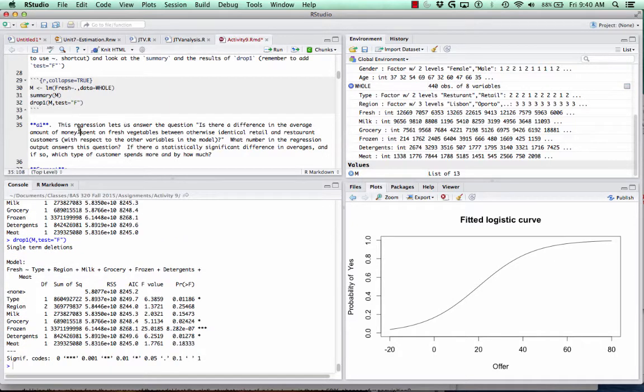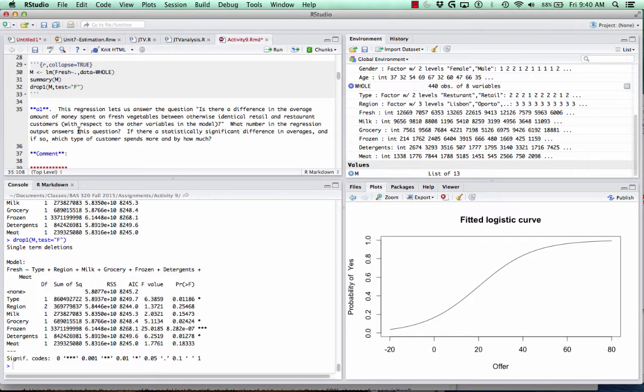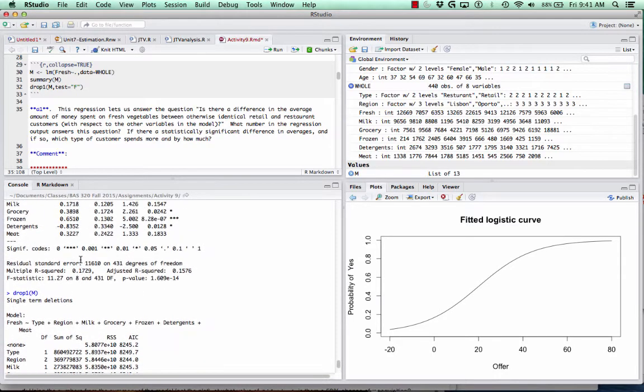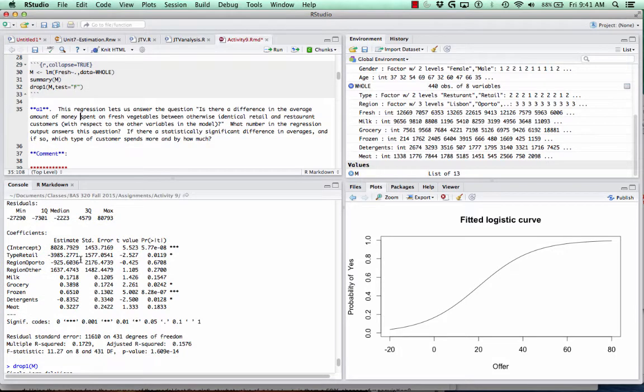Okay. Part A says that this regression lets us answer the question: is there a difference in the average amount of money spent on fresh vegetables between otherwise identical retail and restaurant customers with respect to the other variables in the model? So how can we answer that question? When we look at the coefficients of our regression model, remember what these coefficients are. They're comments about how the expected value of y differs between two individuals that only differ in the one variable we're looking at but are otherwise identical.